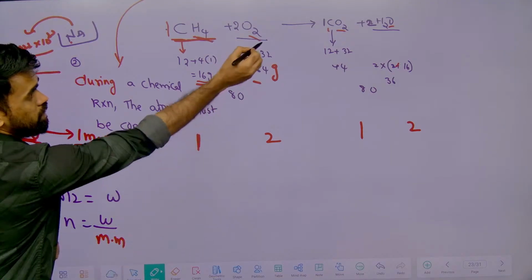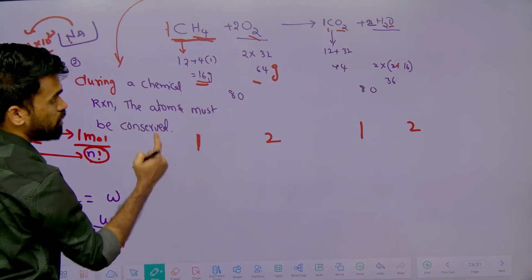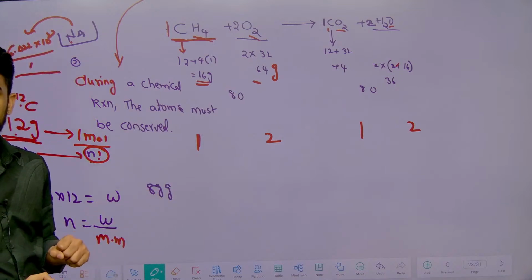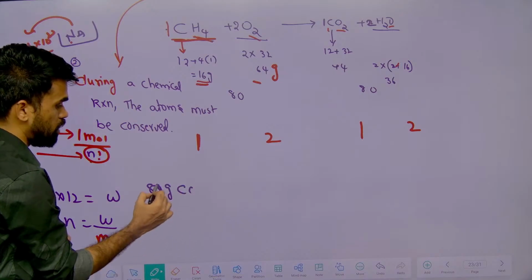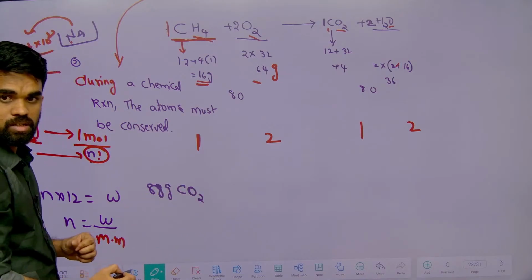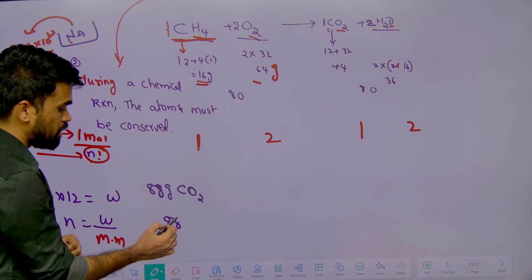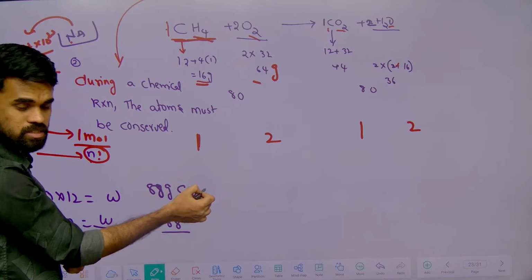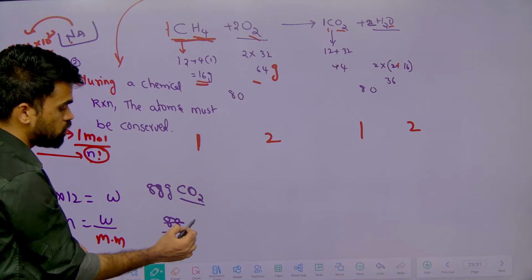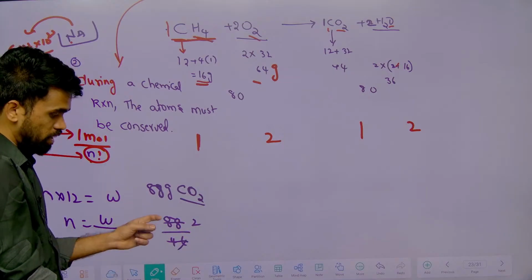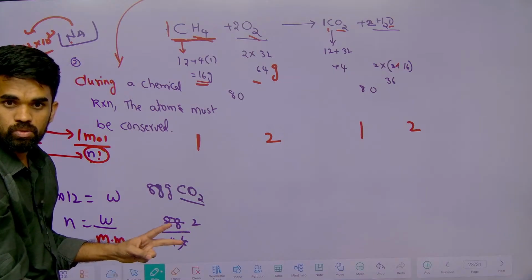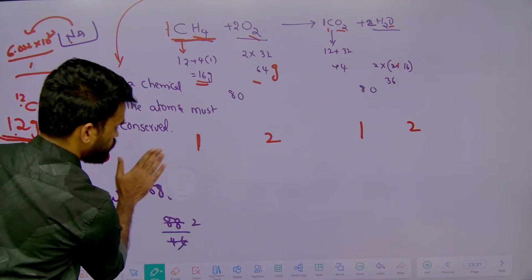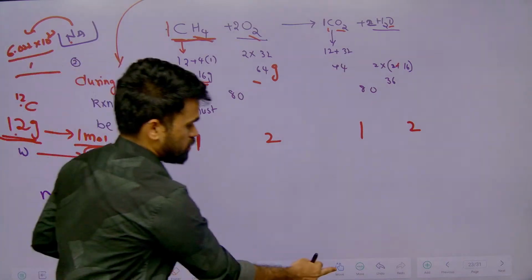Like this, for carbon dioxide, instead of giving 44 grams, I am giving 88 grams of carbon dioxide. How many moles is it? Given weight is 88. What is the molar mass of carbon dioxide? Carbon is 12 plus 32 for oxygens, so 44. So 88 by 44 means 2 moles. This everyone knows. This is also fine.